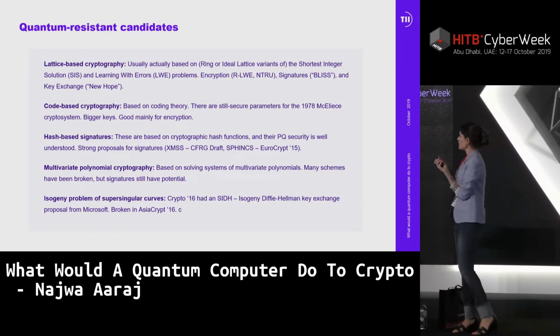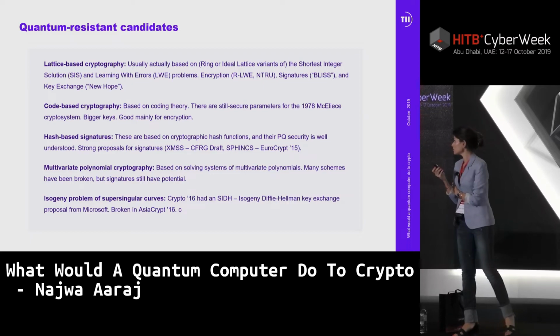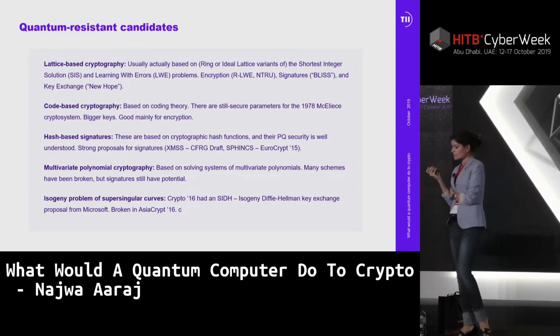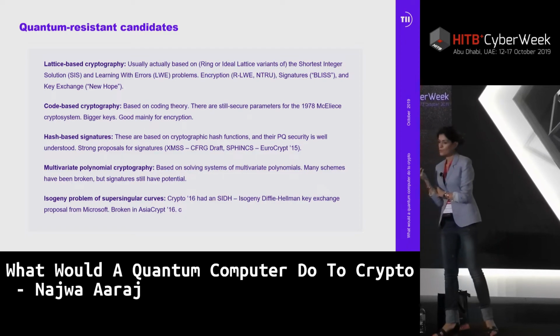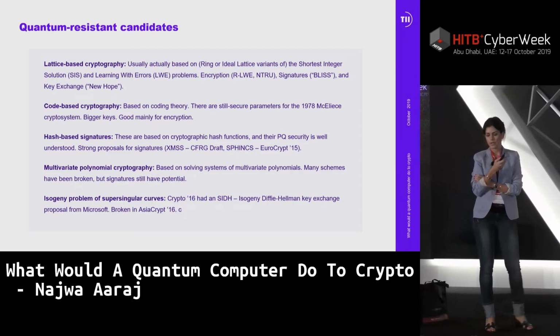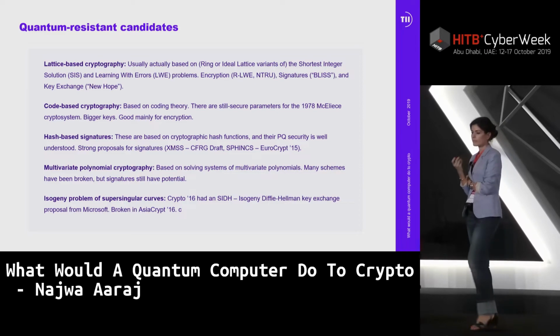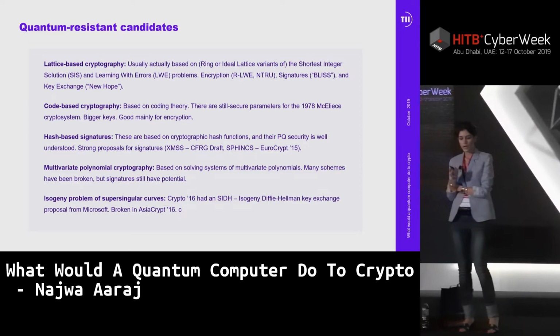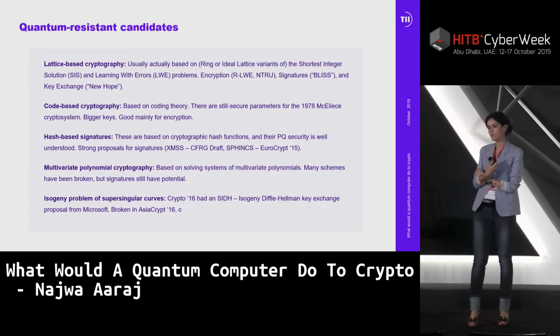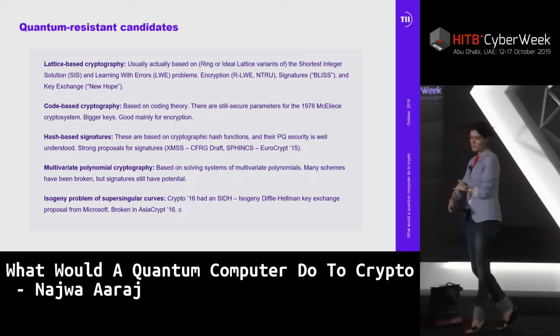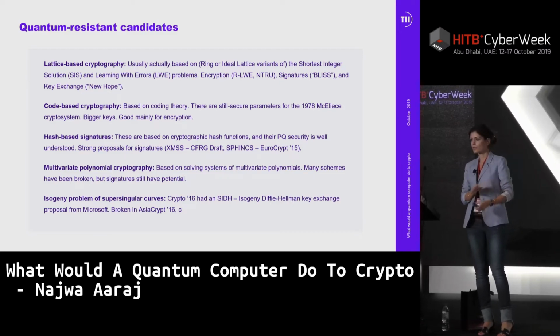Basically, it revolves around 3 mathematical problems. The first one is the shortest vector problem. The second one is the shortest integer solution. And the last one is learning with errors. Lattice-based algorithms that have been proposed are good for encryption, signature, and key exchange. So basically, the performance that we obtained on classical computers shows that they are good for that.